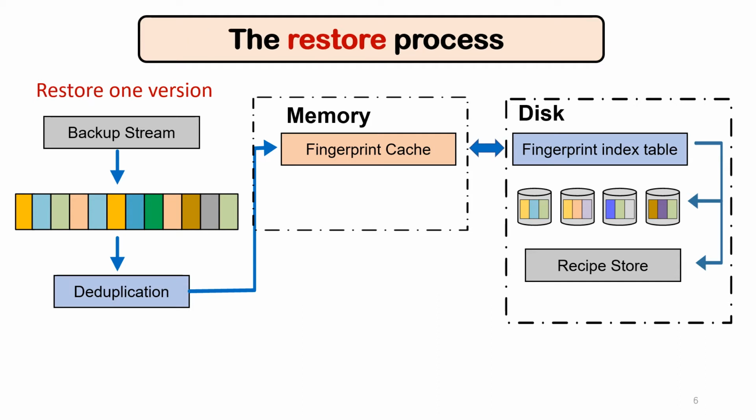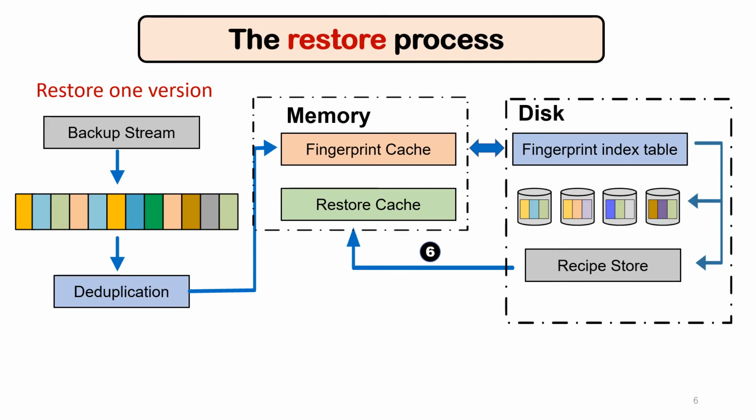The data needs to be restored from system crashes or version rollbacks. In the restoring phase, we first access the recipe to determine which and where to restore the original chunks, and then read the real data from different containers to assemble the original data stream.